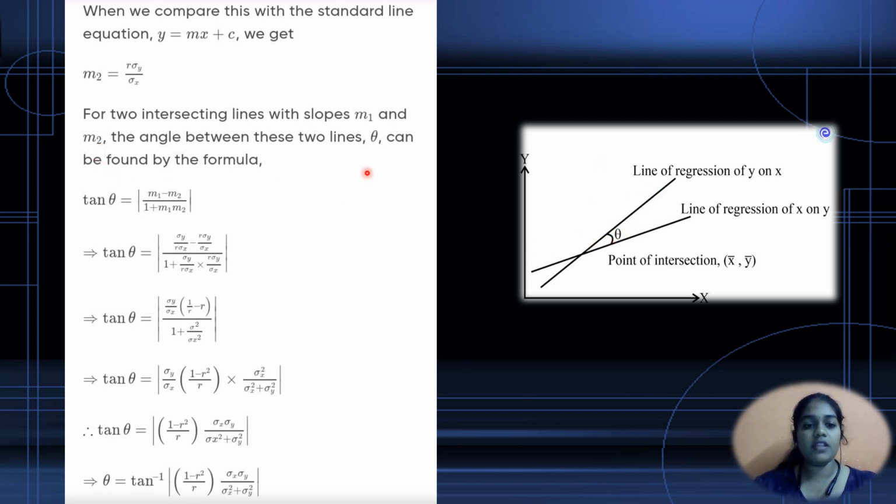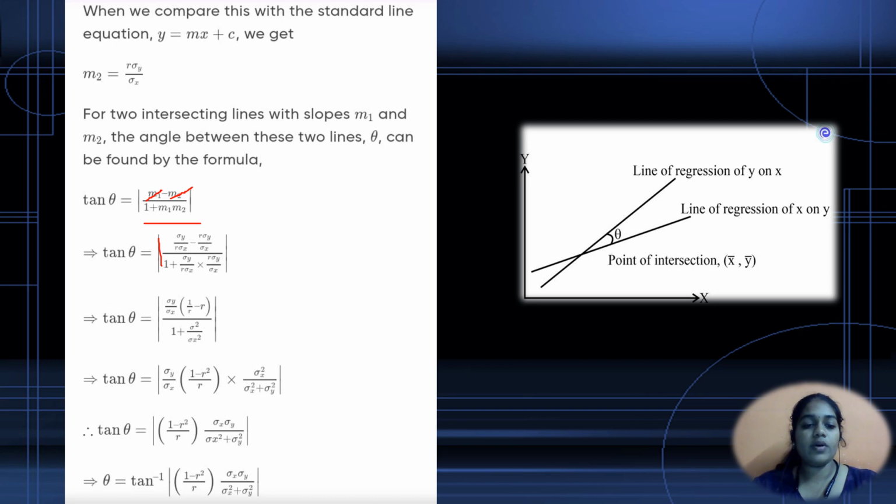We can find it by the formula tan theta is equal to mod of m1 minus m2 divided by 1 plus m1 into m2. We have already found the values of m1 and m2. Considering the given equations 1 and 2, tan theta is equal to mod of sigma y divided by r into sigma x minus r into sigma y divided by sigma x, divided by 1 plus sigma y divided by r sigma x into r sigma y divided by sigma x.